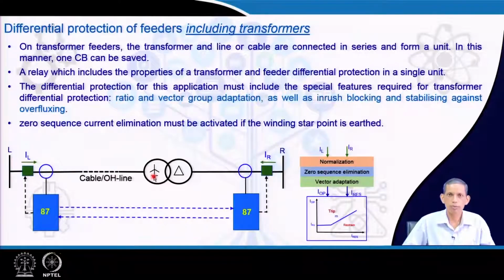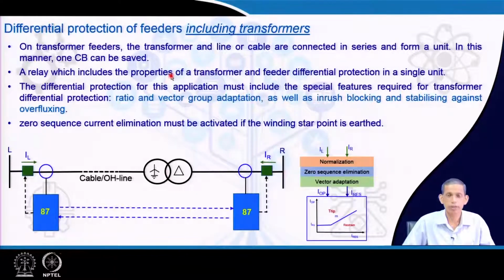So, inrush will be a problem, and there will also be a transformation of current. Suppose a fault happens, the corresponding current here will undergo angle transformation, phase shifting, just like a transformer. Therefore, even though we have a feeder here, line differential protection alone is not adequate because of the presence of the transformer.